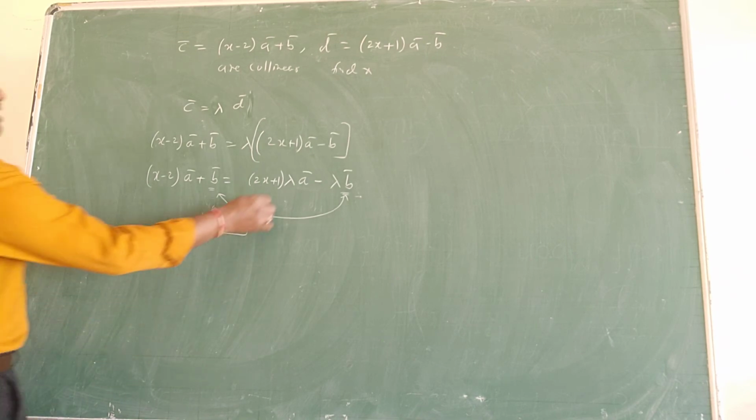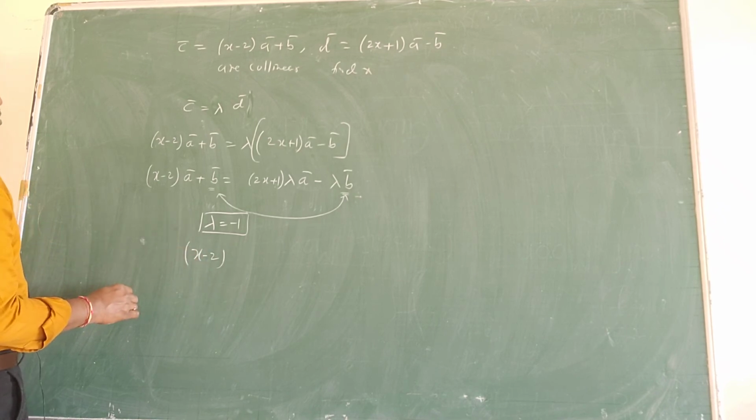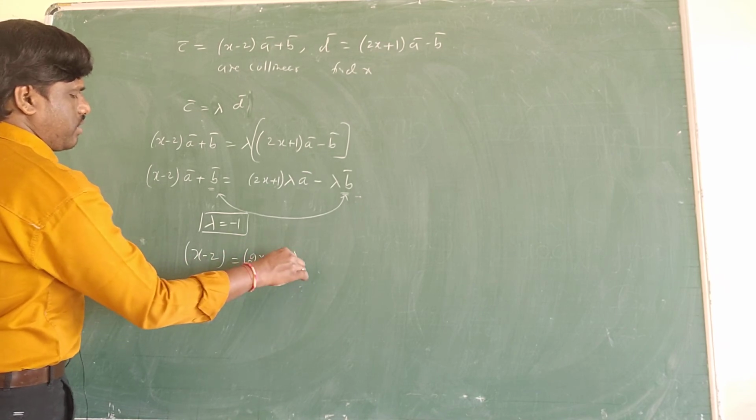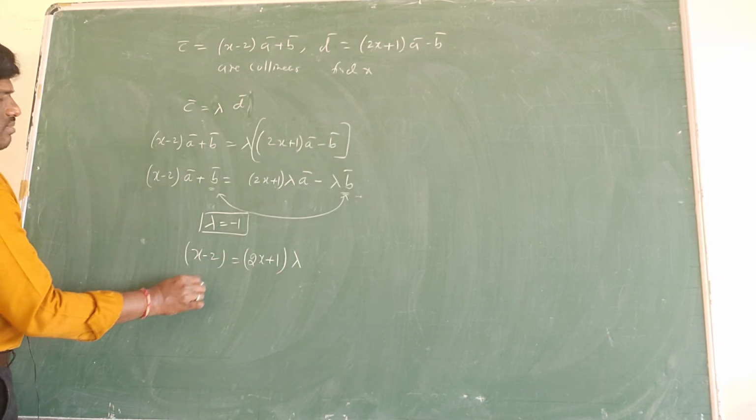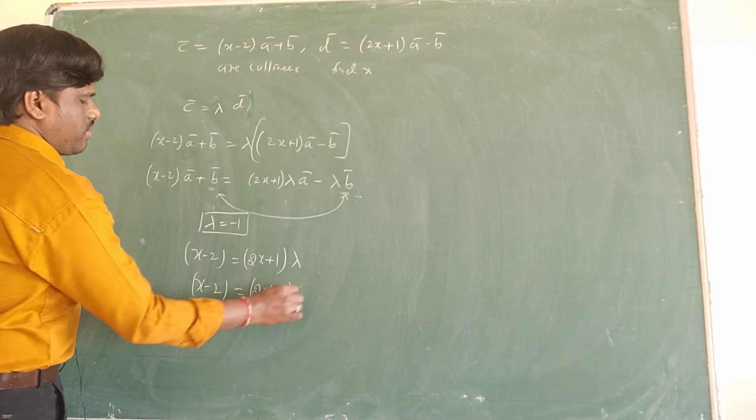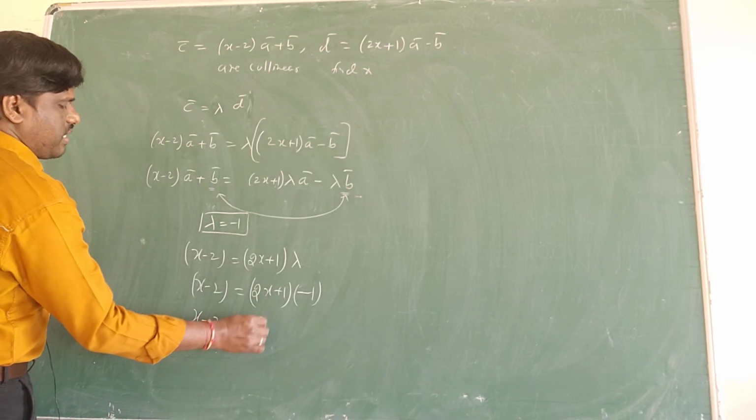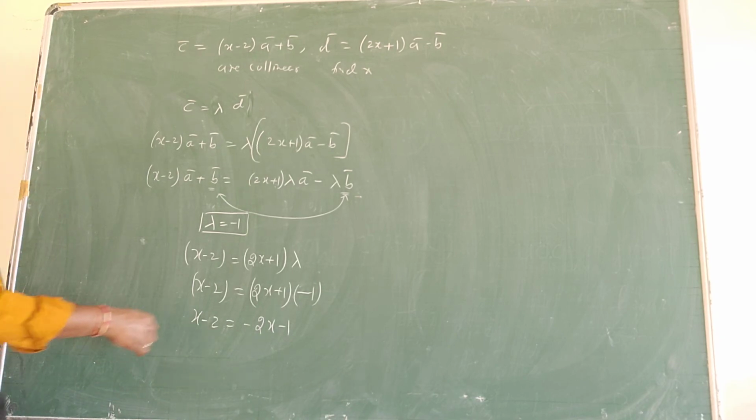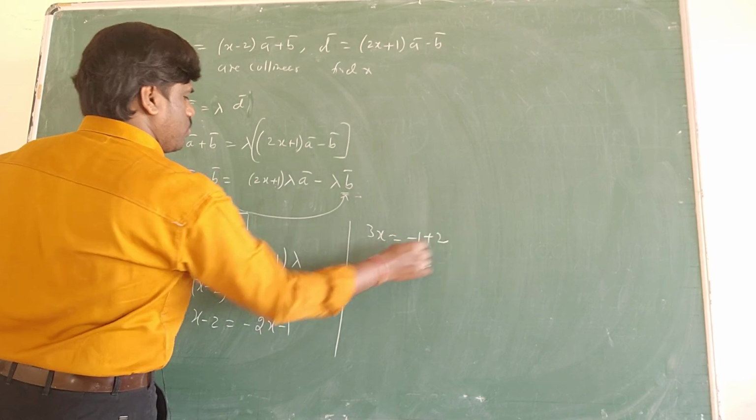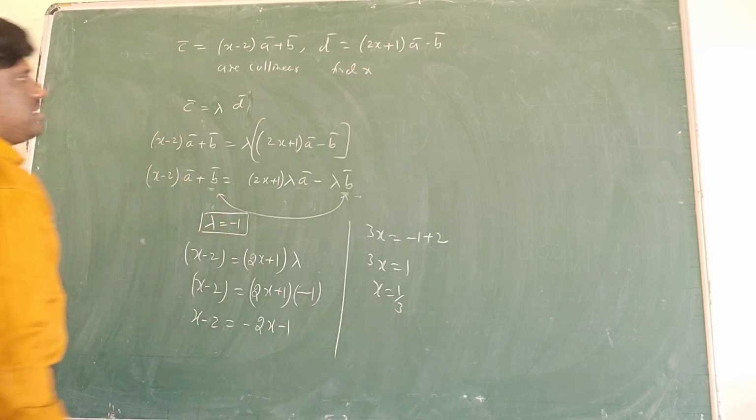Now if you compare these both, x minus 2 is equal to 2x plus 1 into lambda. Lambda value minus 1, substitute here. x minus 2 is equal to 2x plus 1 into minus 1. So what I get here, x minus 2 is equal to minus 2x minus 1. If I send this side, I get 3x is equal to minus 1 plus 2. So 3x is equal to 1, x is equal to 1 by 3 is the answer.